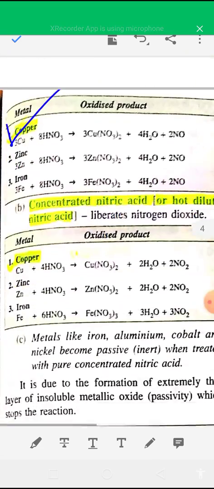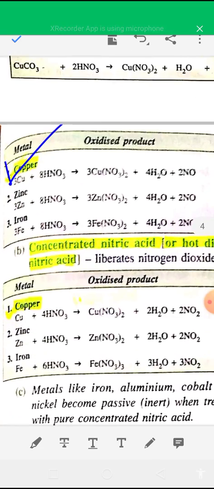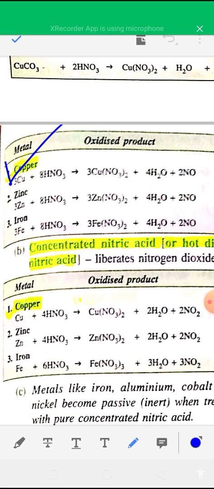So with nitric acid and copper, zinc, iron, with these metals, you will get copper nitrate, nitric oxide, and water. So Cu plus HNO3 gives Cu(NO3)2 plus H2O plus NO. Zinc plus HNO3 gives Zn(NO3)2 plus H2O plus NO.